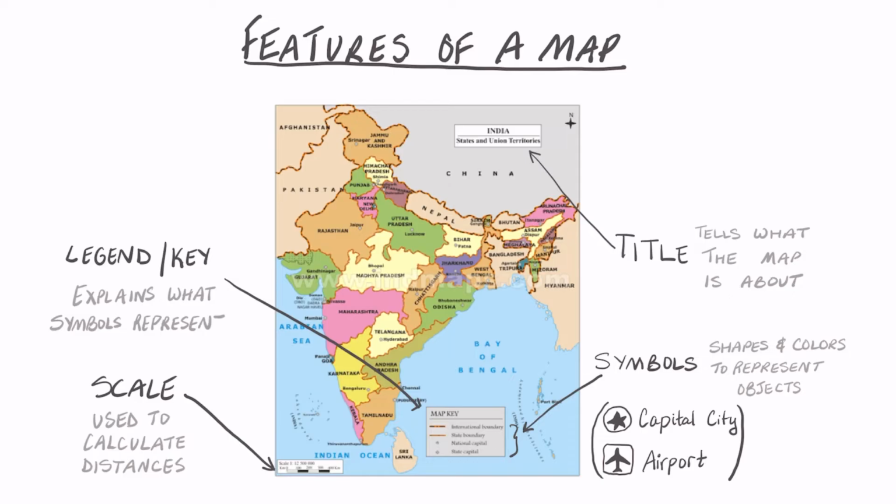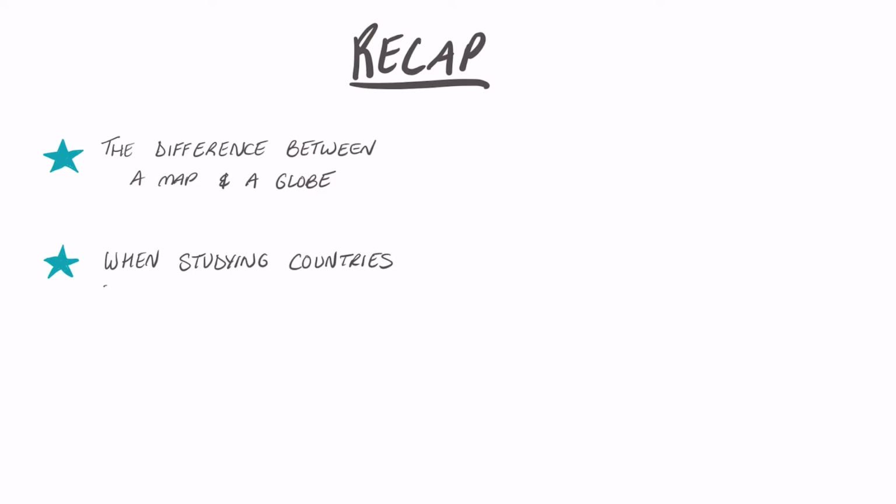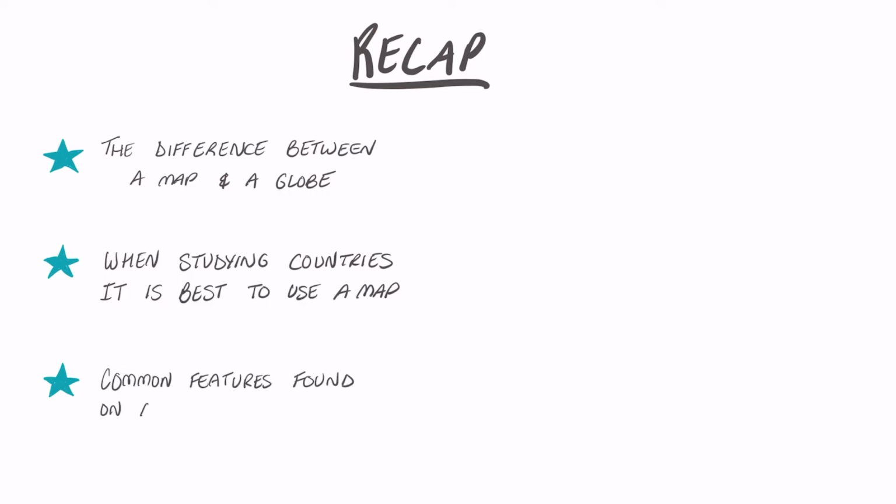Maps will also have a compass, and this gives the map orientation. It usually indicates the direction of north, and with this information, we can then easily determine south, east, and west. So to recap, we've looked at the difference between a map and a globe. We've highlighted the fact that when studying countries, it is best to use a map instead of a globe, and we've looked at some of the common features found on maps.